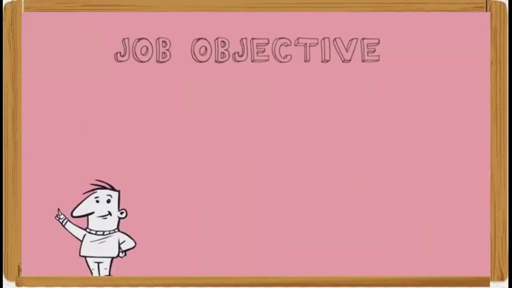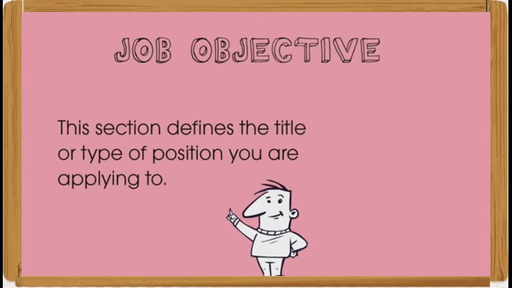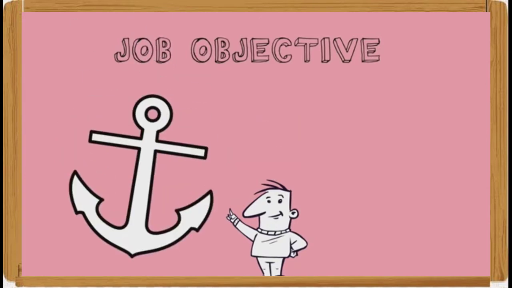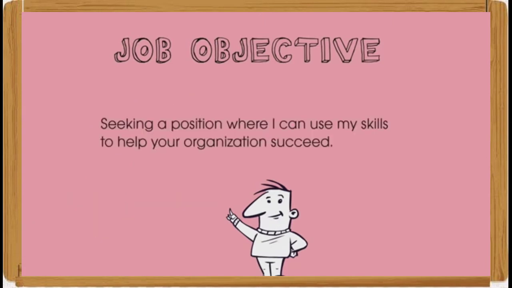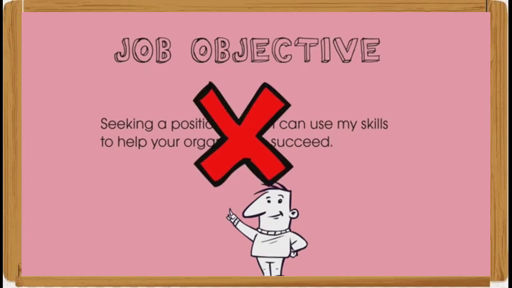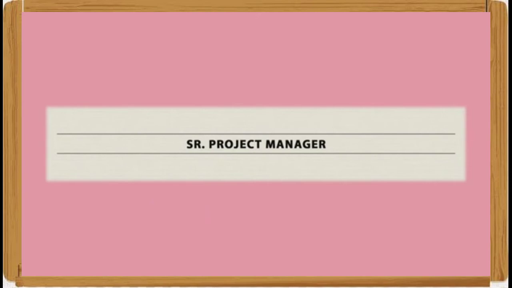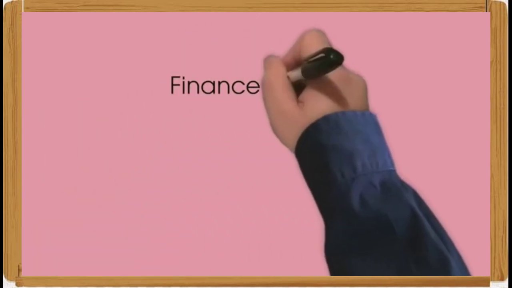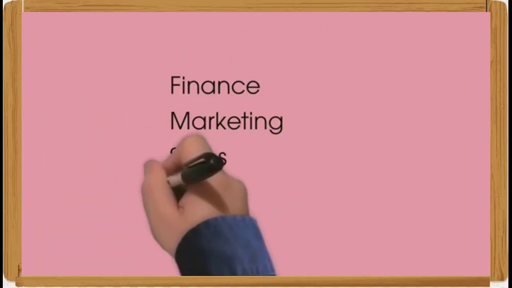The next part of the resume is the job objective. This section defines the job you are applying to. It anchors the resume, so anything that follows needs to support your ability to do that specific job. Remember the old job objective that said absolutely nothing? Leave that off and use the job title listed on the job advertisement. If there is not a specific job title, use a functional area.